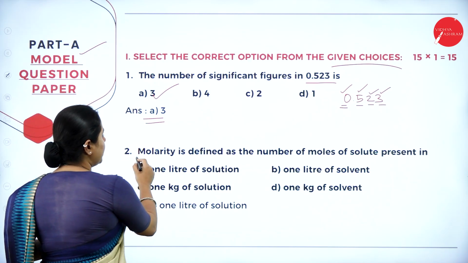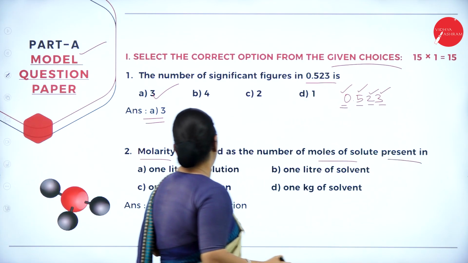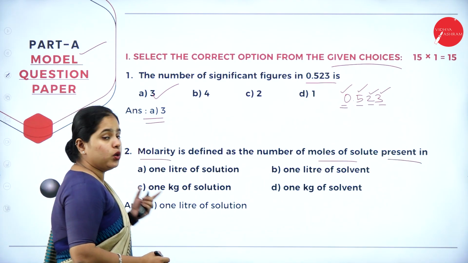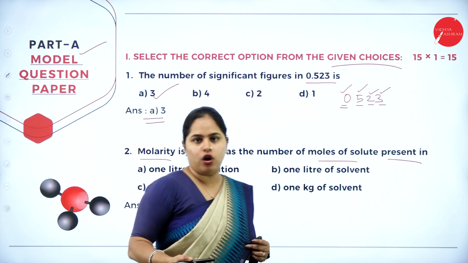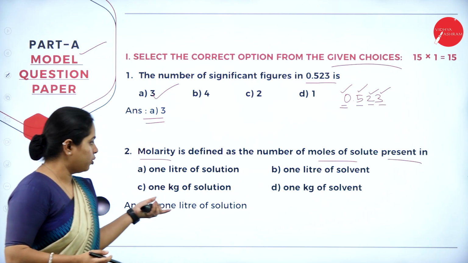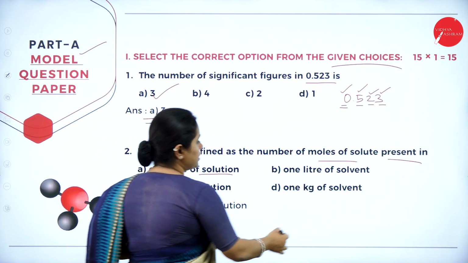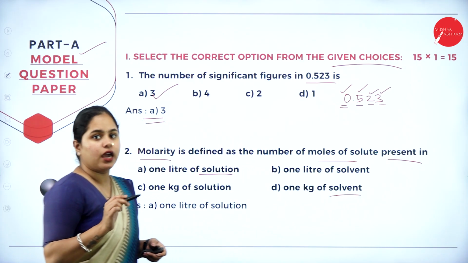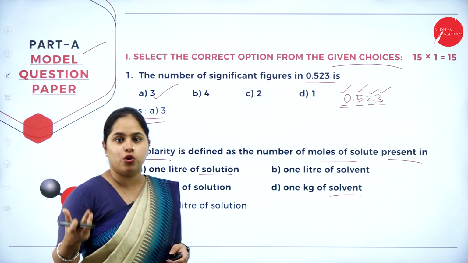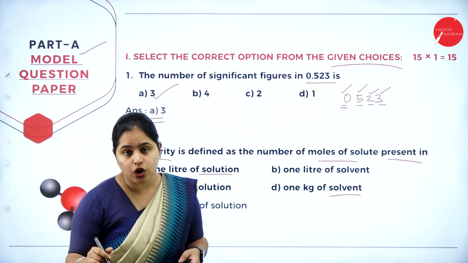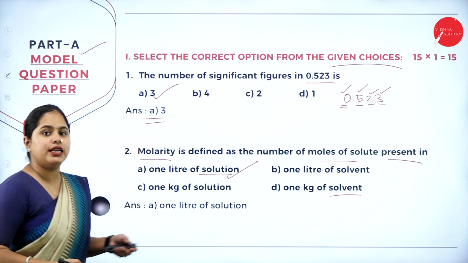Now the next question: molarity is defined as the number of moles of solute present in 1 liter of solution, 1 kilogram of solution, 1 liter of solvent, or 1 kilogram of solvent. You have to be very careful while choosing the answer, since solution as well as solvent is given. So what is molarity? Molarity is the number of moles of solute present in 1 liter of the solution. So option A is your answer.